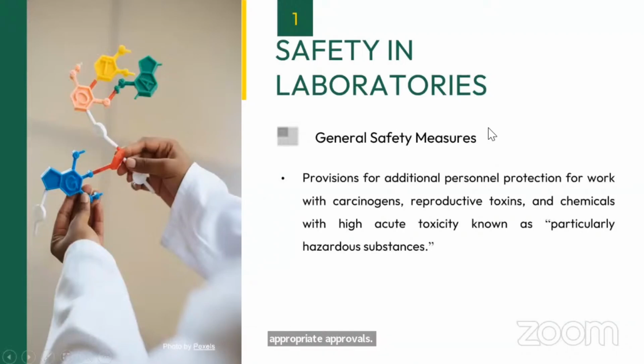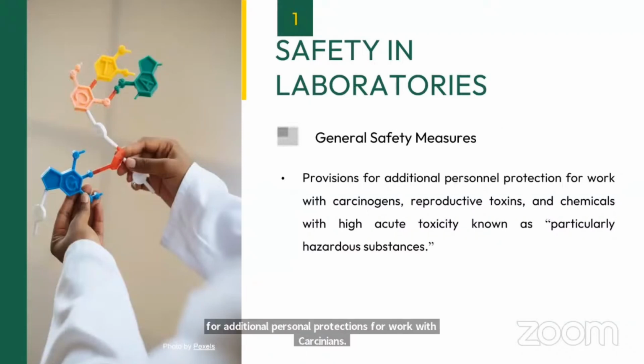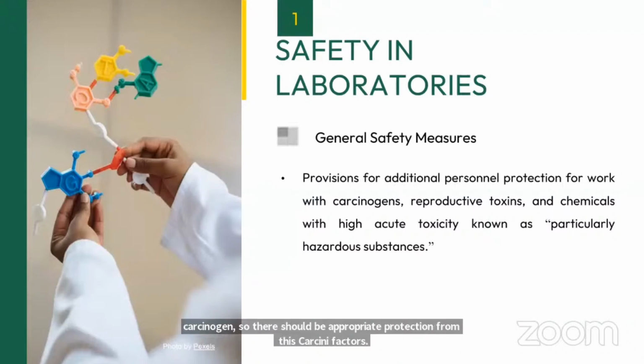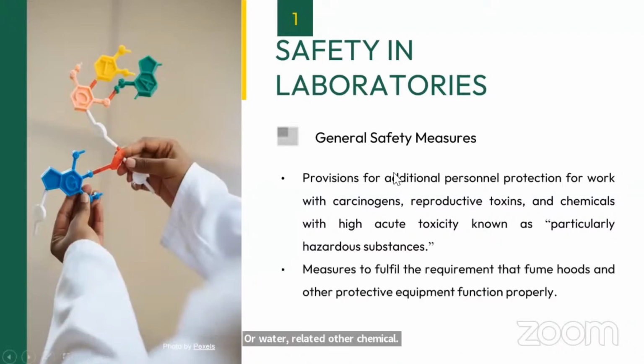Provisions for additional personal protection for work with carcinogens, reproductive toxins, and chemicals with high acute toxicity, known as particularly hazardous substances. So those chemicals which are known as particularly hazardous should have appropriate protections. Like I have given the example of formalin already. Formalin is a very strong carcinogen. So there should be appropriate protection from these carcinogenic factors or whatever other related chemicals are used in the laboratories.